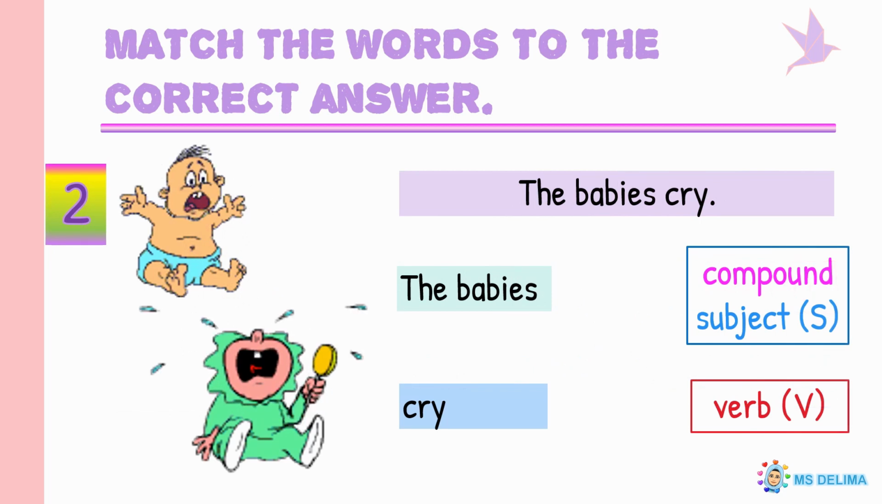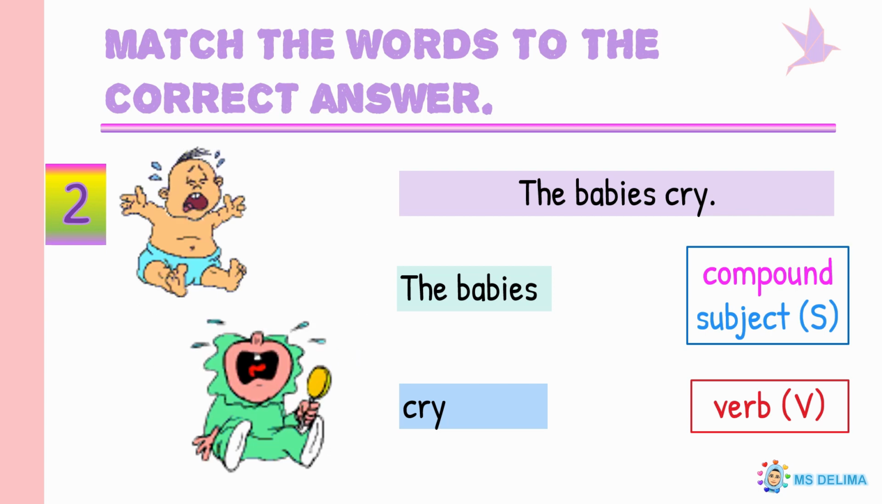Number 2. The babies cry. Both babies cry. So, which one is the compound subject and which one is the verb? Is it the babies or cry? Yes, that is correct. The babies is a compound subject and cry is the verb.